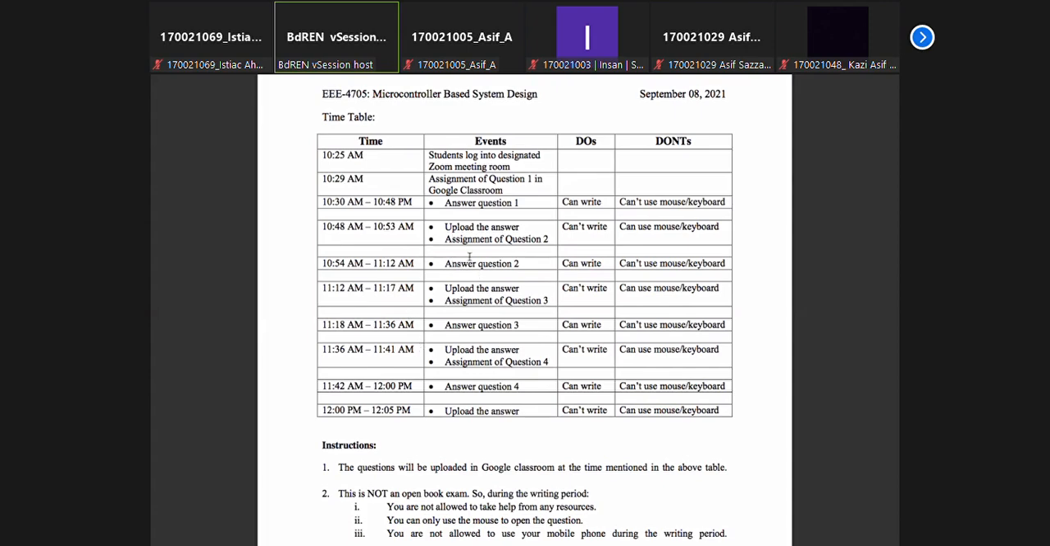Come over in this slot. Can you see my cursor, everyone? Can you see the cursor? Yes, sir. Yes, sir.